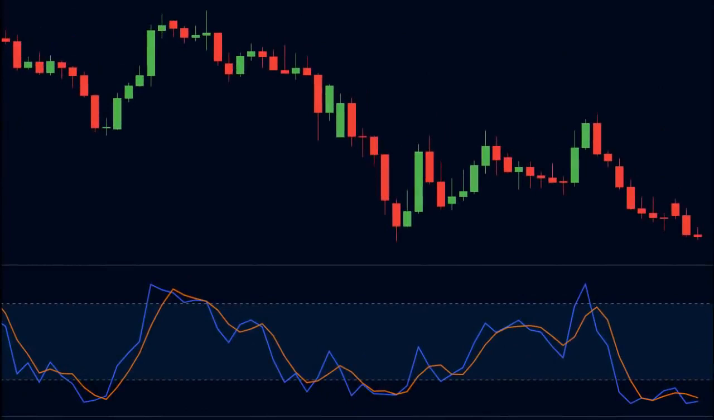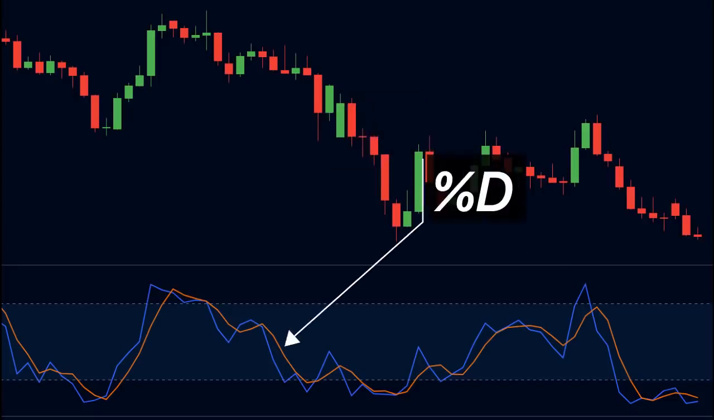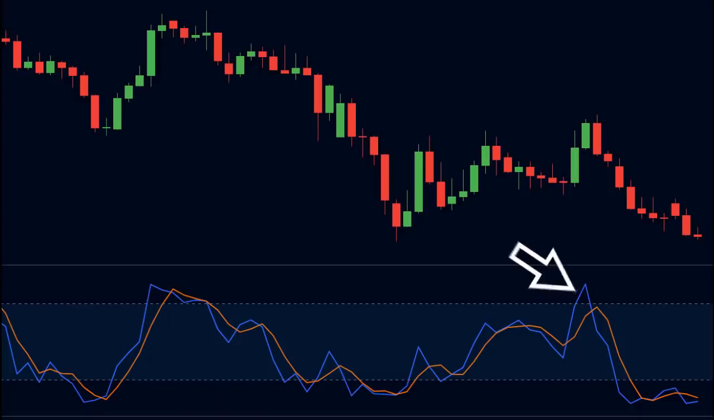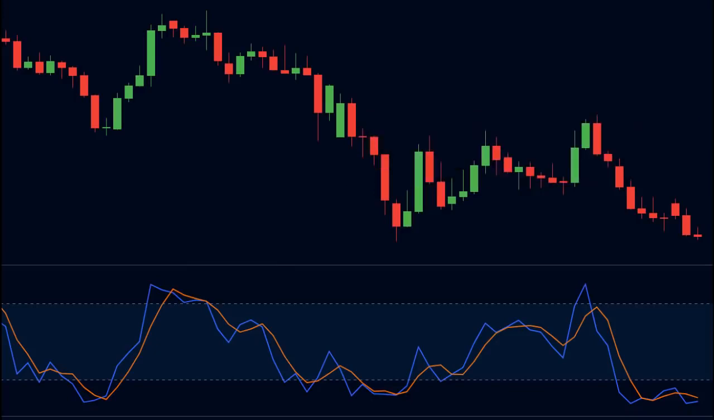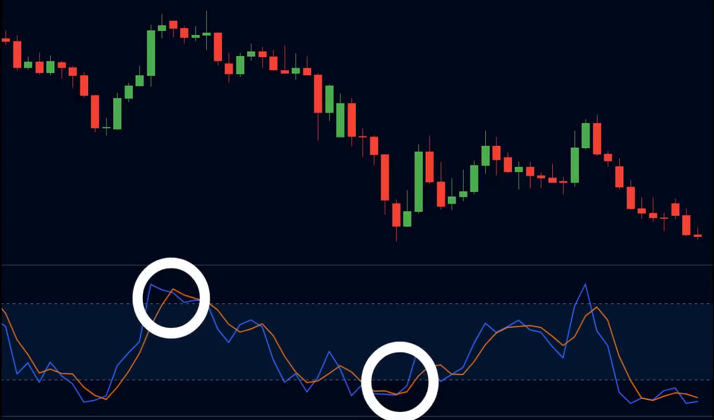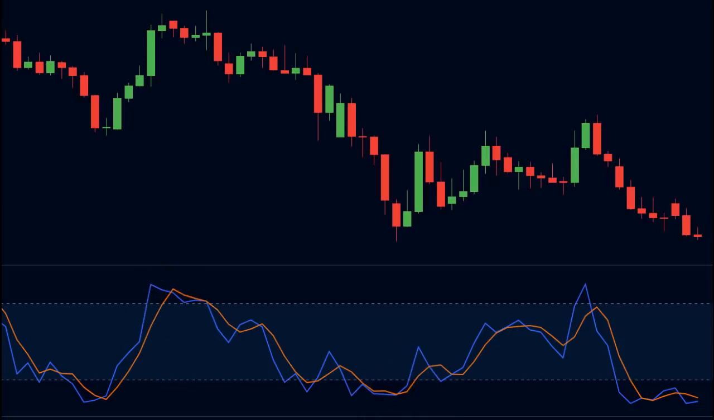On the indicator tab, we have two lines. The blue line here is the %K line, and the orange line is the %D line. The blue line is the actual stochastic line. It shows us the actual value of the stochastic. The orange line is simply a 3-period moving average of the blue line. Some traders like to use the crossovers of these lines to determine entry and exit points in their strategy. We will cover these crossovers later in this video.